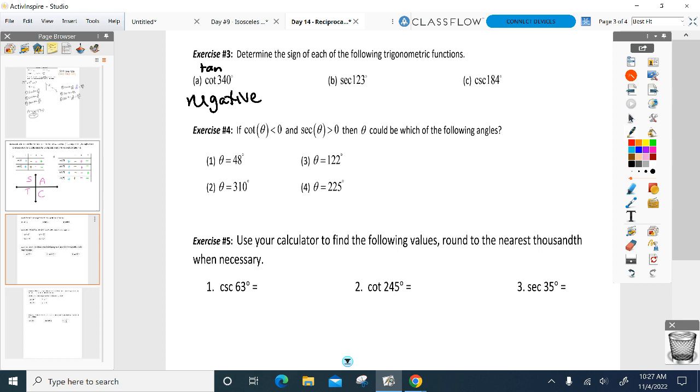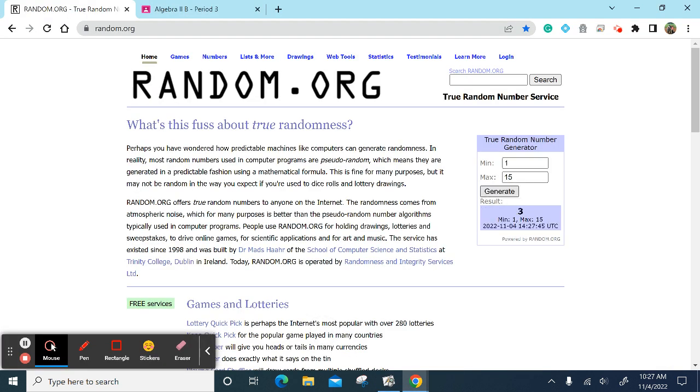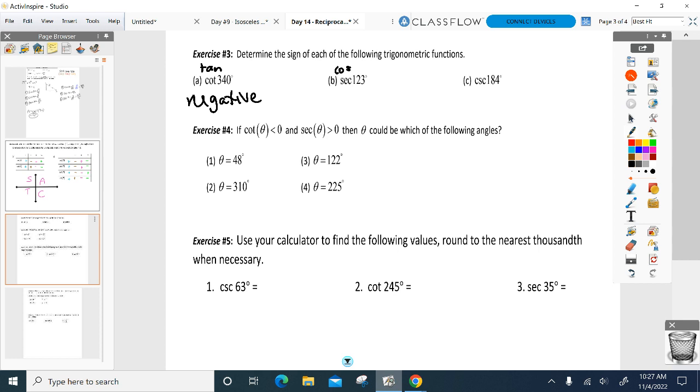Secant. What's it related to that I can write above? Secant and cosine. So treat this like a cosine problem. Where's 123? Quadrant 2. What do you know about cosine in the second? It's negative. So that's where you get your negative from. And finally, cosecant is related to sine.